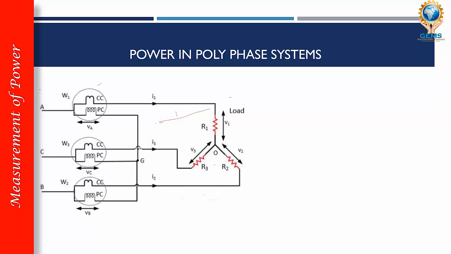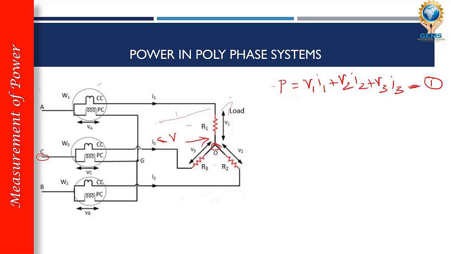So this is the common point for the potential coil, and this point O is the common point that I have for the load. So this point and this point are different. Because of this difference, the voltage difference between this point and this point will be V. So what is the total power of the load? P, the total power across the load, is nothing but V1 into I1 plus V2 into I2 plus V3 into I3. So this is the total power across the load.